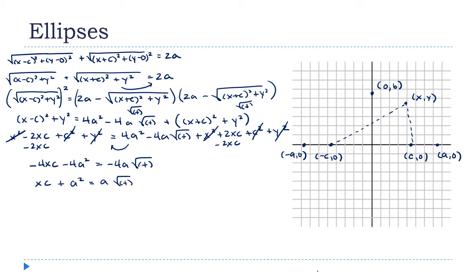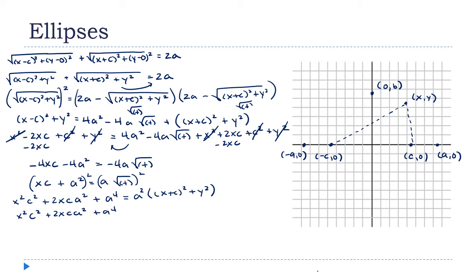Okay, now we do it again. Square both sides. Square this side and square this side. The left side becomes x squared c squared plus 2xc a squared plus a to the fourth equals a squared times, now I'm going to put it back, x plus c squared plus y squared. So let's leave the left side alone: x squared c squared plus 2xc a squared plus a to the fourth equals a squared times x squared plus 2xc plus c squared plus y squared.